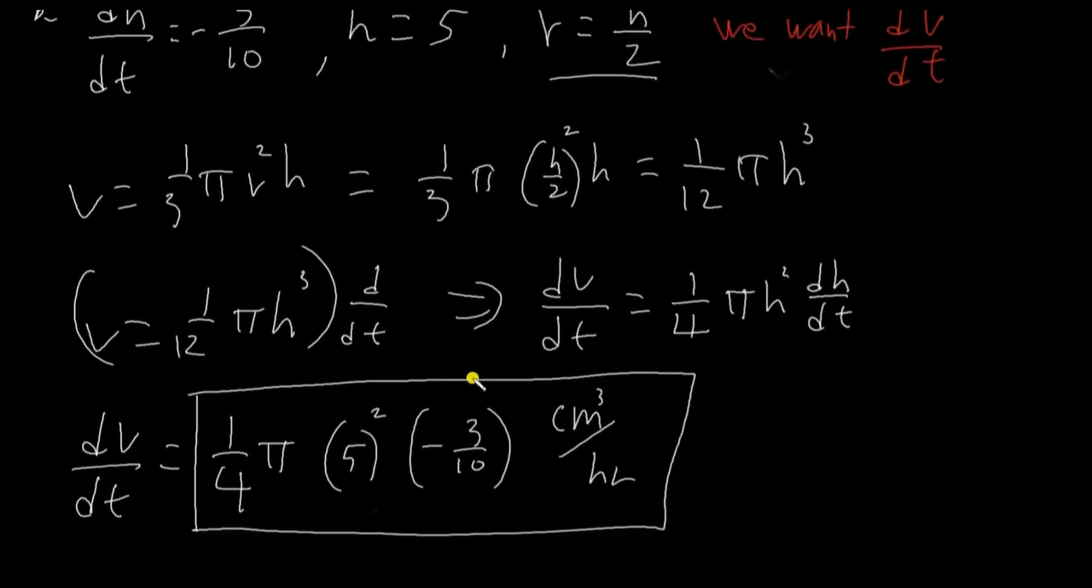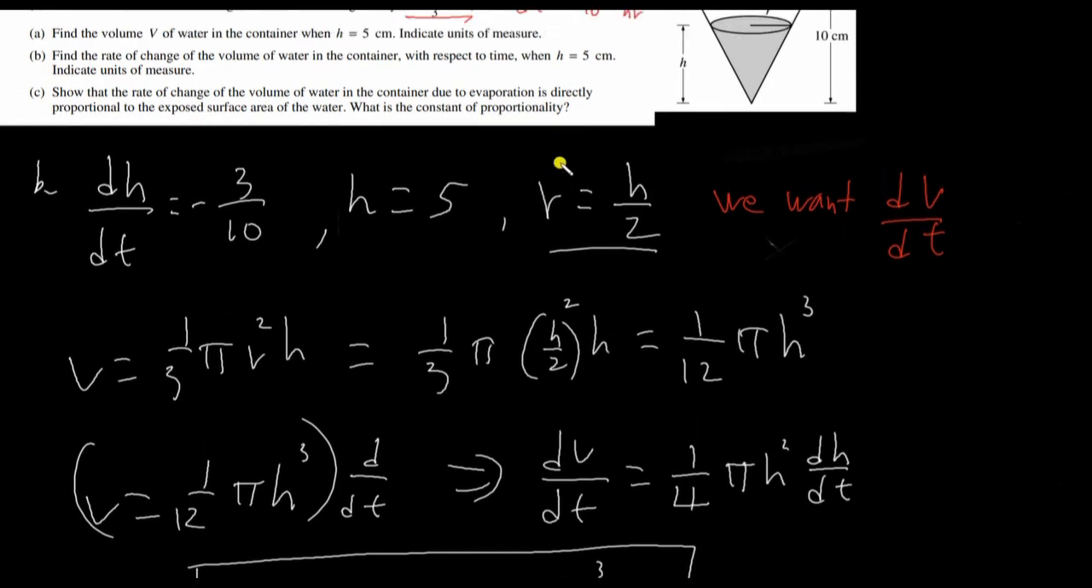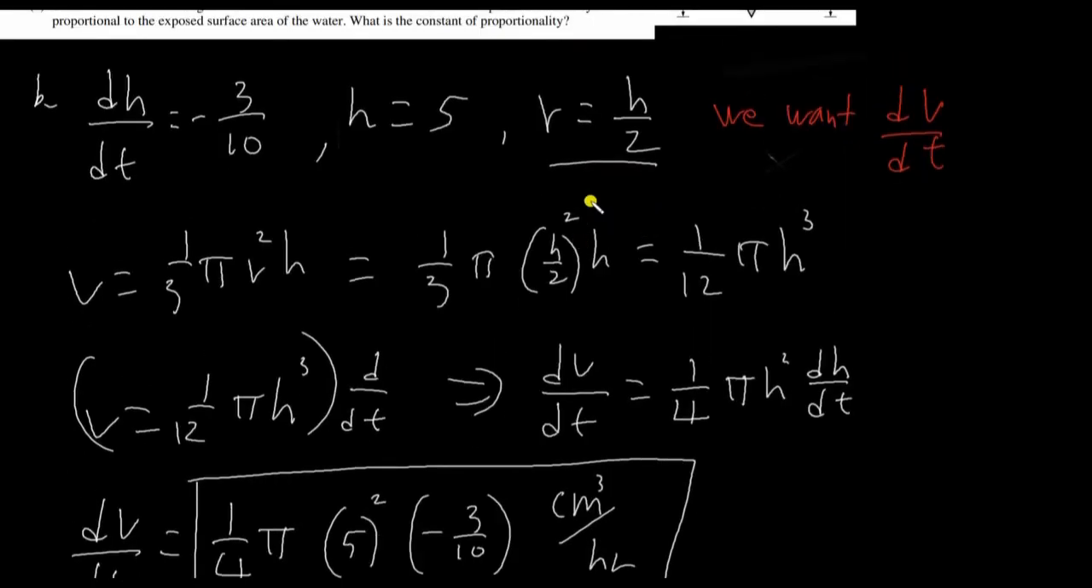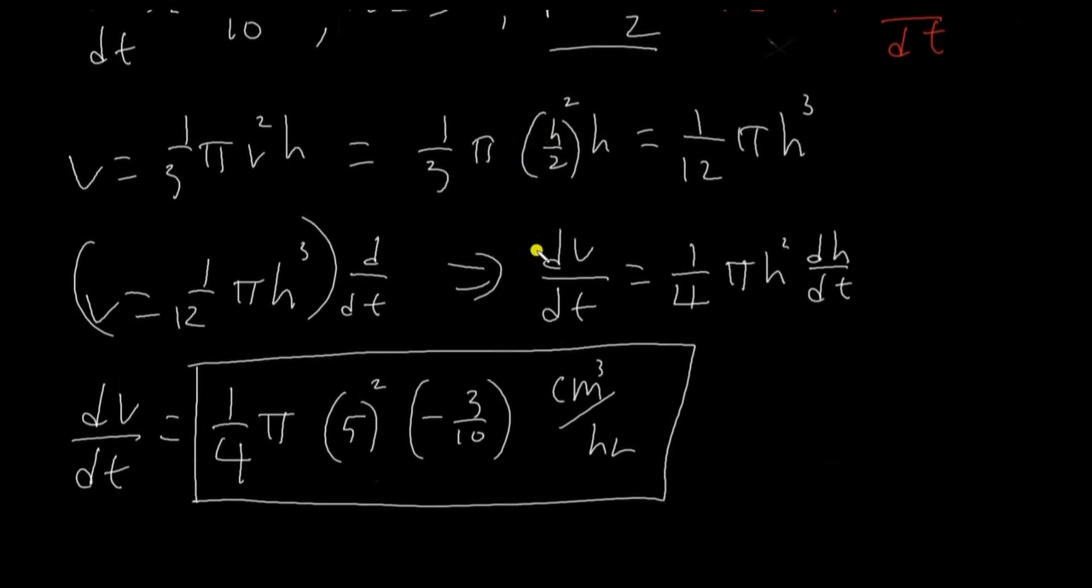Okay, so for points, you get 1 point for stating that r is equal to h over 2. If you instead said this in part A, you get 1 point for that instead of here, but 1 point for stating it in either part A or part B. And then 1 point for rewriting your volume equation in terms of one variable, like we did. You get 2 points for correctly taking the derivative, and then 1 point for plugging in your known values and getting the final answer.